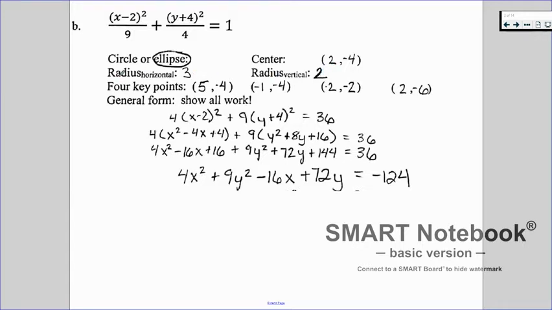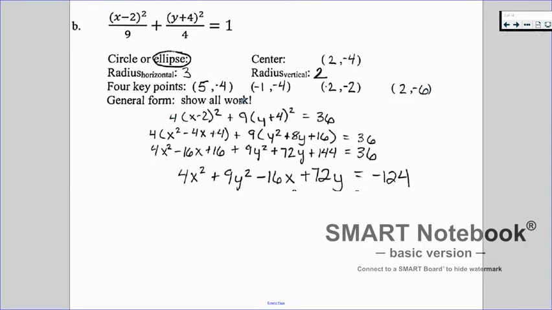And for the horizontal radius, I'm going to go left and right 3. So left and right 3, I keep the -4, 2 goes to 5, 2 goes to -1. And then from 2, -4, -4 goes to -2, and -4 goes to -6.